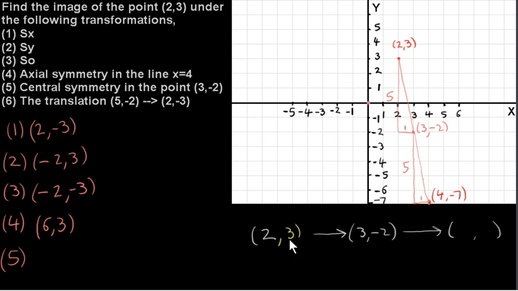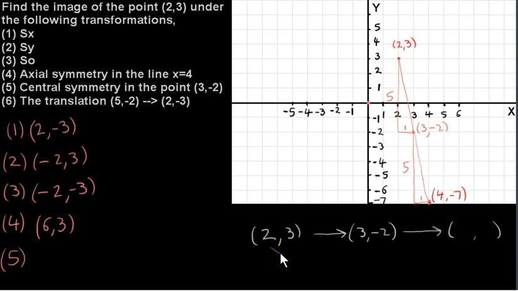We could do this question without a diagram. We could just look at the differences in the x values and the y values. So we want to map the point (2, 3) through the point (3, -2). So (3, -2) is the center of this symmetry, and we want to see what we get. Well, we know from the diagram we get (4, -7). So let's see how this works.